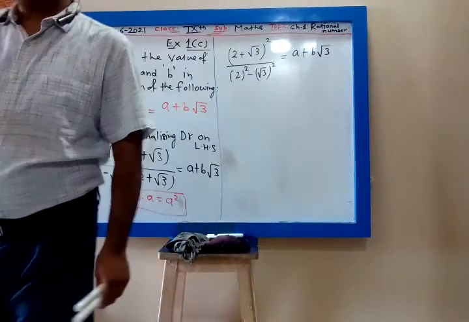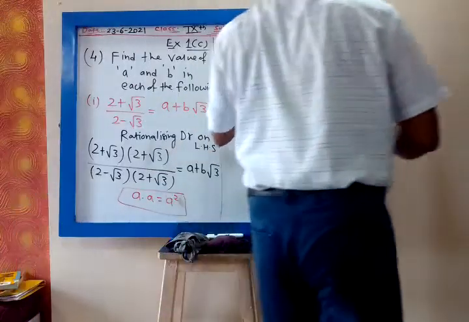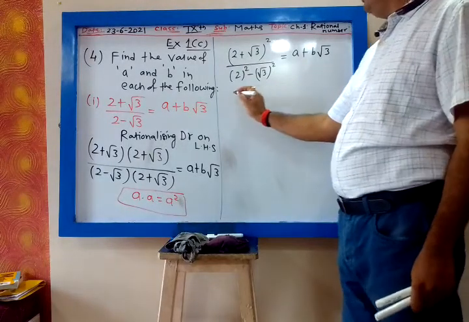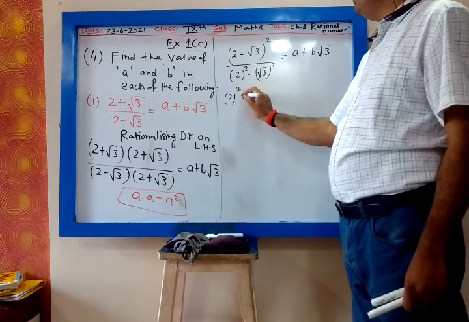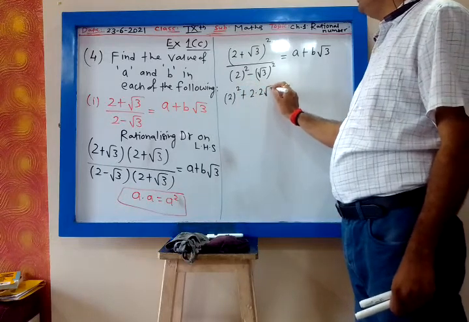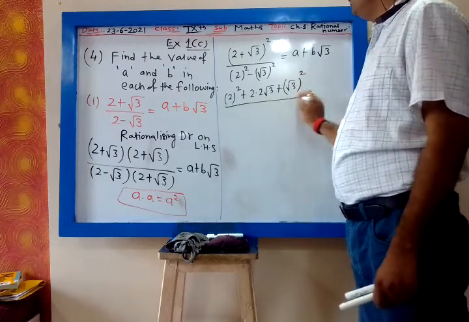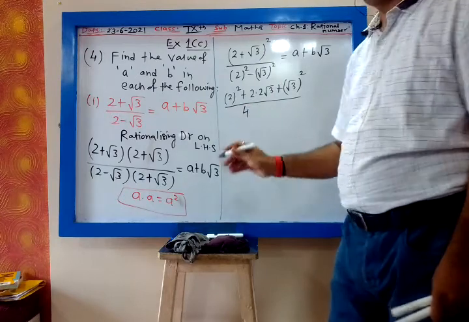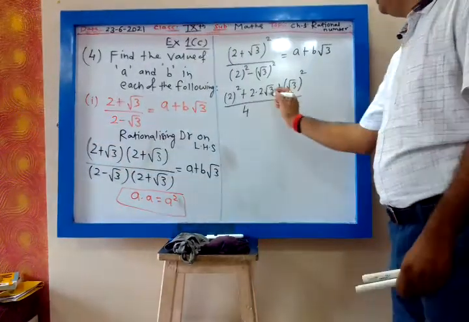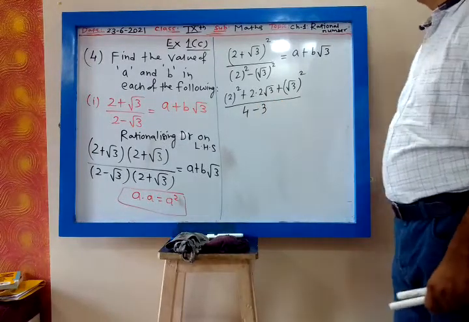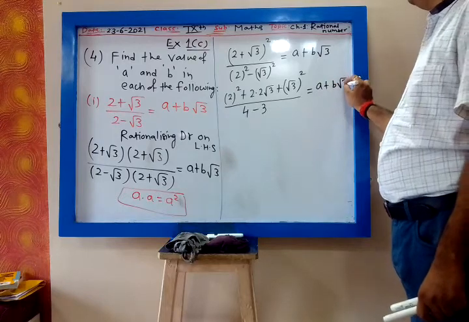Now simplify the numerator. A plus B whole square gives 2 square plus 2 into 2 root 3 plus root 3 square, upon 2 square. 2 square is 4, and root 3 square is 3. That is equal to A plus B root 3.